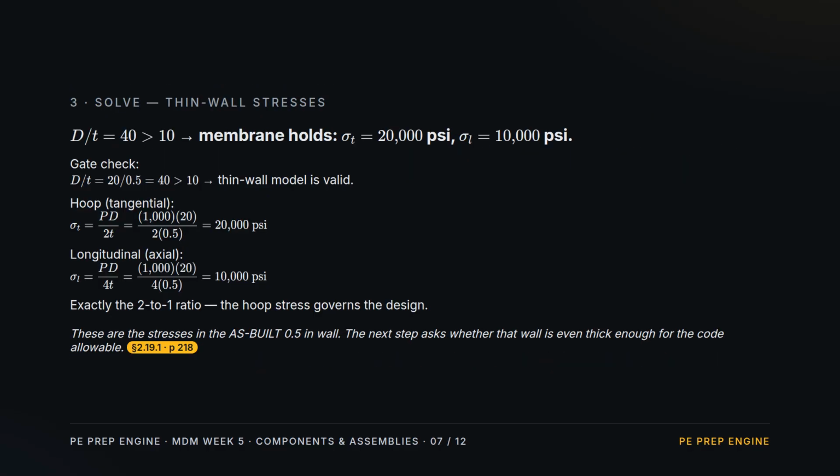Solve. Part 1. Diameter over thickness is 40, well above 10, so the membrane model holds. Hoop stress comes out 20,000, longitudinal 10,000, exactly the 2-to-1 ratio, and the hoop governs.